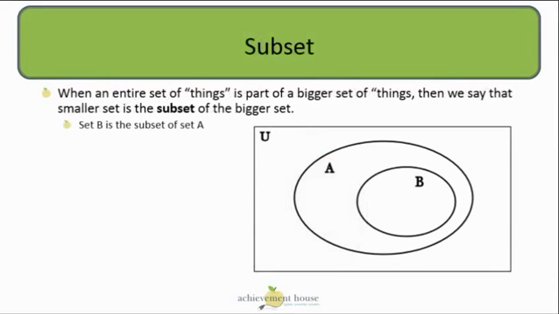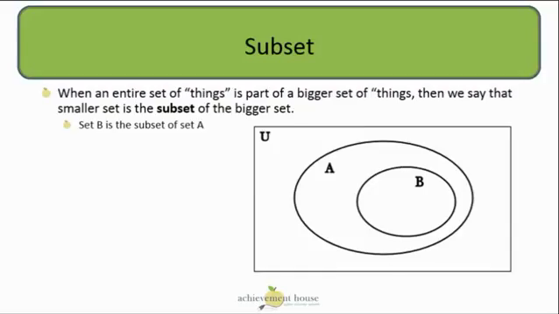Now, different sets have different sizes. So I want to talk about two things. The first thing is what's called a subset. When an entire set of things, or whatever's in that set, is part of a bigger set of things, and that's the important part, the entire set is just part of one bigger set of things, then we say that smaller set is the subset of the bigger set.